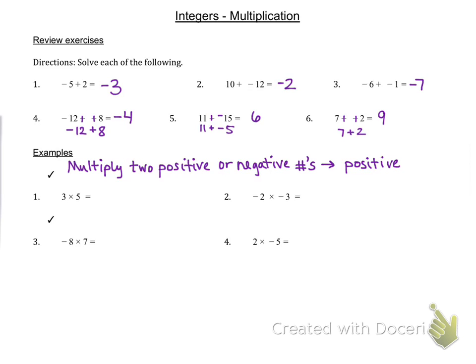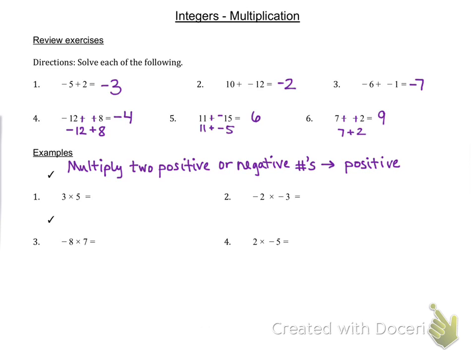Okay, let's look at multiplying two integers. So, if you have two numbers, when you're multiplying, if they're both positive, or both of the numbers are negative, your answer is always going to be positive. So a positive times a positive is a positive, and a negative times a negative is also a positive.